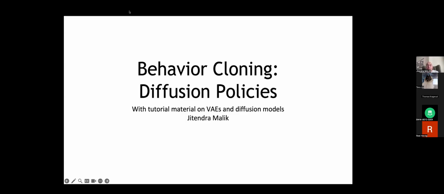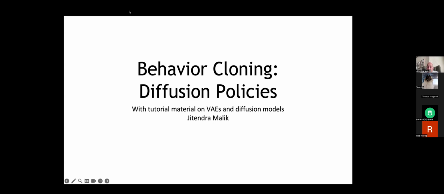Today's lecture is on behavior cloning, specifically on diffusion policies. I'm sorry I'm not able to do this in person. I was on a trip and I caught a cold. So I'm going to do only a 1 hour lecture and on Zoom, and I'll give you some reading material or watching material for the next hour.